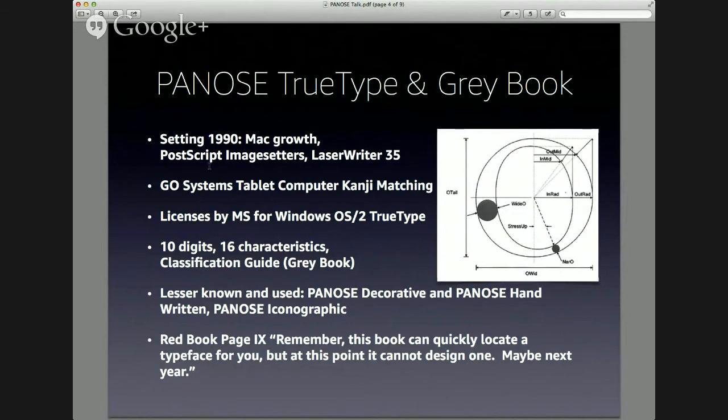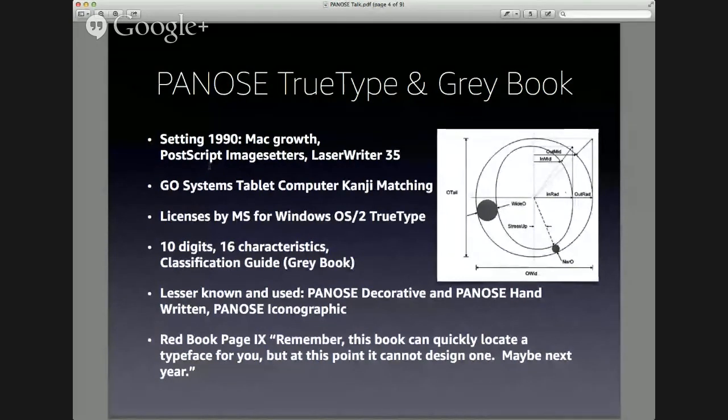It was 10 digits. It had 16 different classification metrics, and each one of those metrics was then very precisely defined for what you measure on the type and how that gets classified, right? So what was a very vague system had become a very refined and numerically measured and classified system.